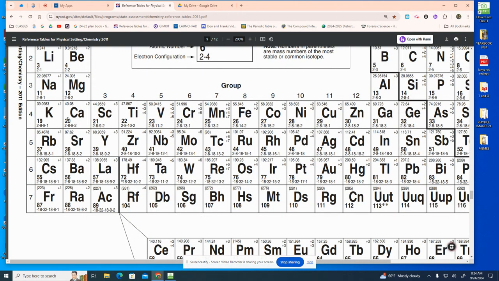So it's a -1. All right, calcium. Calcium's right here. Its atomic number is 20. 20 protons, 20 electrons. It's in group number 2. It has 2 valence electrons, and it forms a cation.